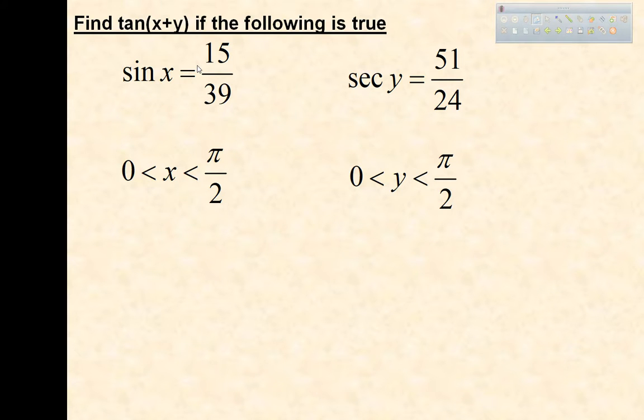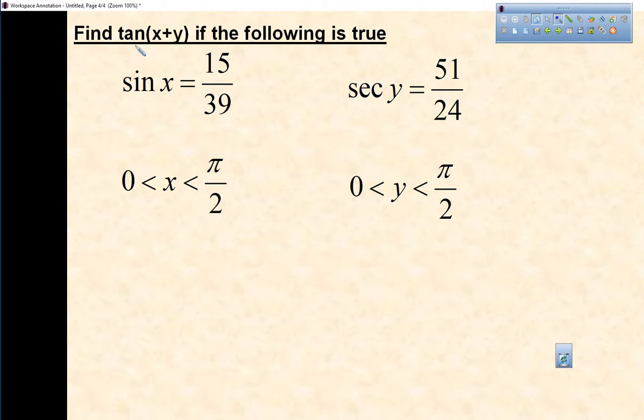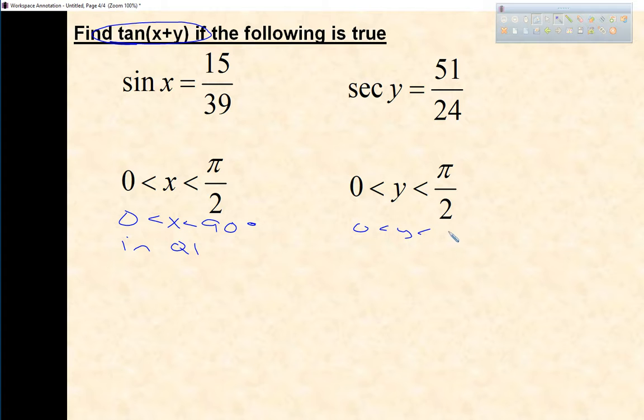It says find tangent of x plus y if the following is true. Sine of x equals 15 over 39, and secant of y is equal to 51 over 24. Notice that it tells me that x is between 0 and pi over 2, which basically tells me that x is between 0 and 90 degrees, which means I'm in quadrant 1. The same thing is true for y. Y is between 0 and pi over 2, which is between 0 and 90 degrees, so y is in quadrant 1 also. So what I'm going to do is I'm going to label these two triangles.